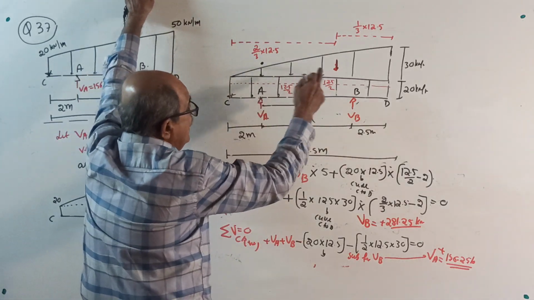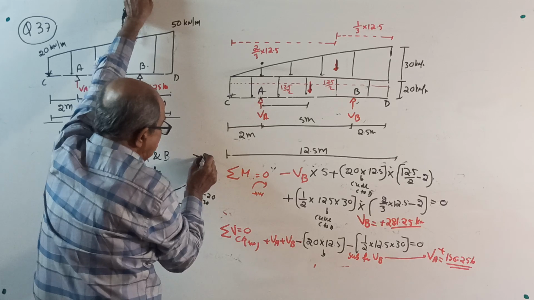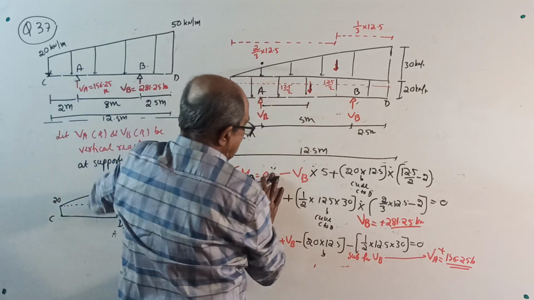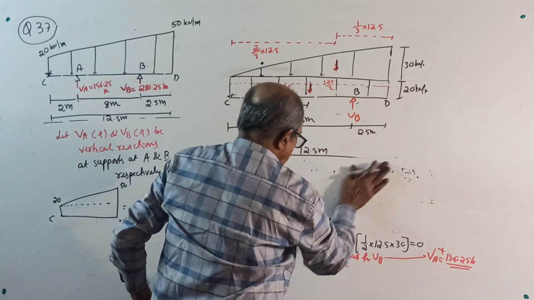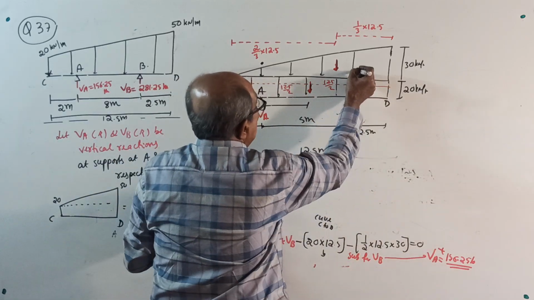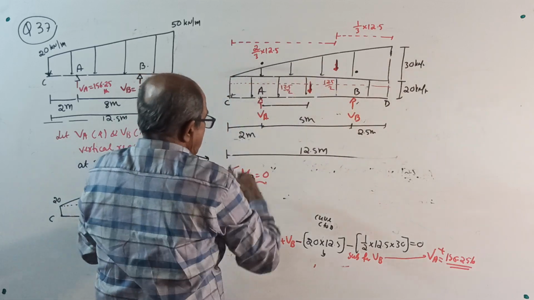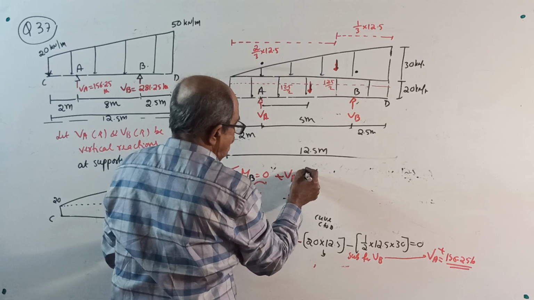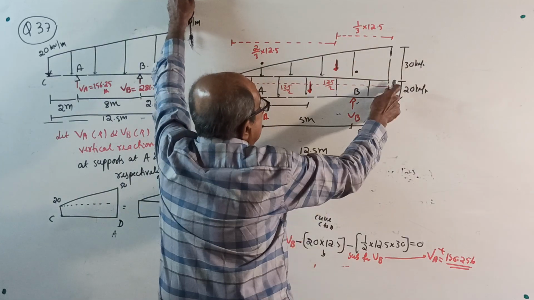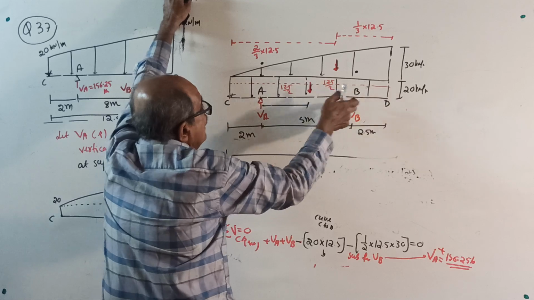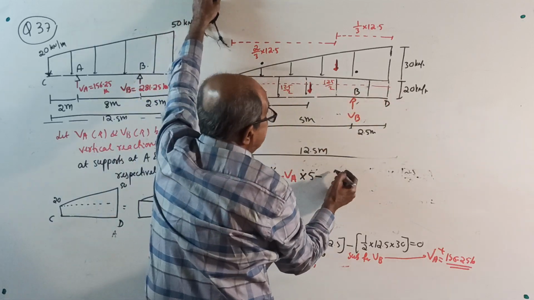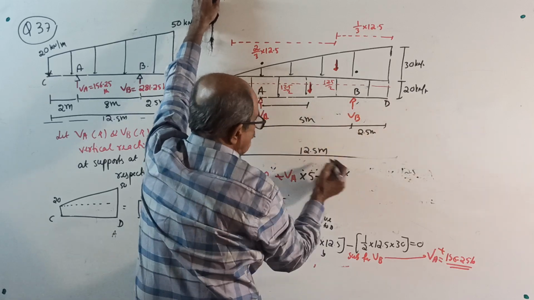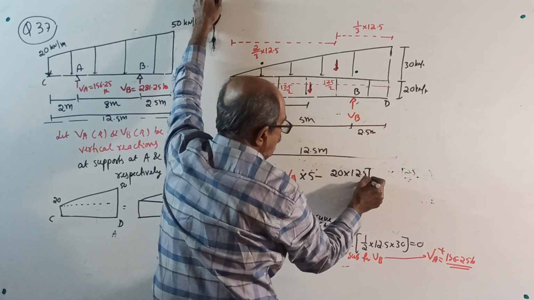Instead of moment about A, suppose you write, once again, alternate solution. If you take moment about B, see what happens then. Moment about B, plus VA into 5, be careful, plus VA into 5, minus this. See, the total load is acting here. How much is the total UDL? 20 into 12.5 is the total UDL.